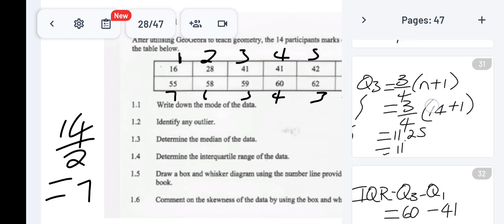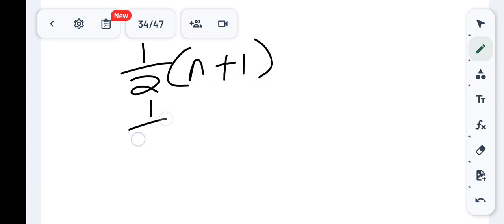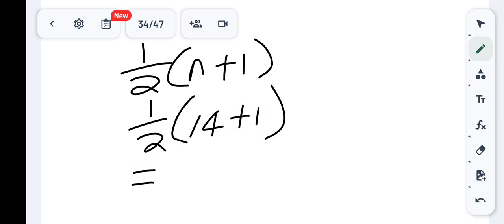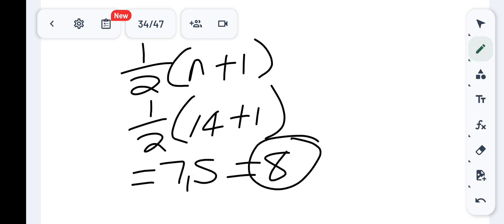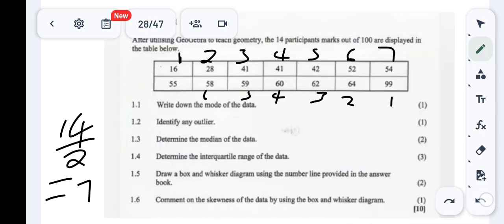But what if someone else uses this? We know a middle term contains 50%, which is equivalent to 1 over 2. So 1 over 2 times n plus 1, that is 1 over 2 into 14 plus 1, which equals 7,5. Let's verify. Yes, 7,5, which is 8 when rounded. At position number 8, we have 55. I think you guys can see that. So it's 7, 8.